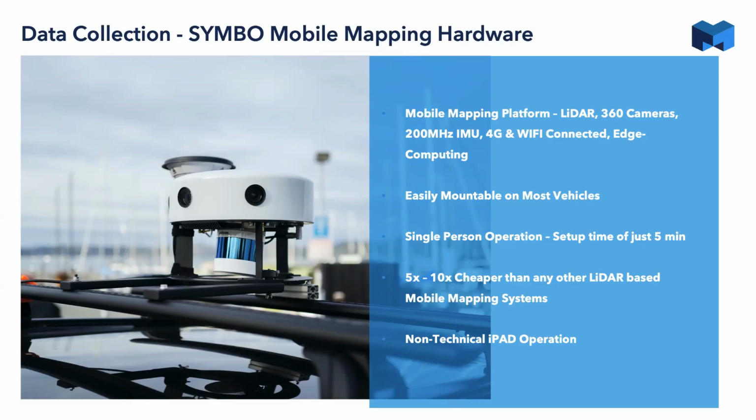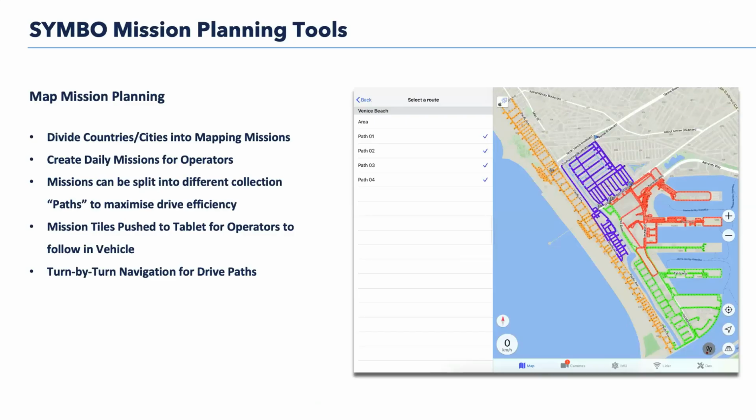So in addition to the hardware, there's the software tools that come with it. And the starting point is what we call the mission planning. So we have a back-end infrastructure which can take a city, a state, or even an entire country, and cut that up into daily mapping missions. And then those mapping missions are cut up again into what we call paths.